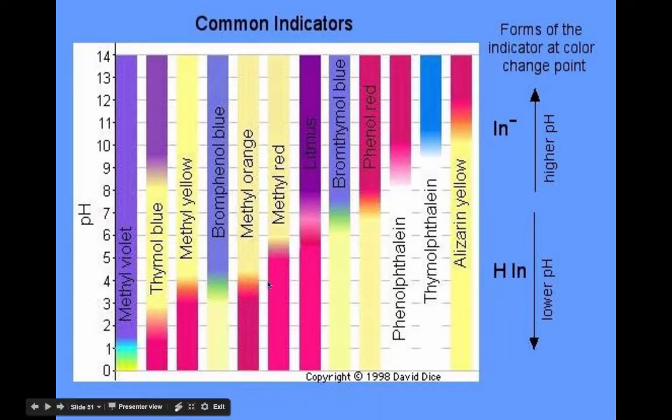So here are some different indicators that are common in chemistry. You can see that they're based on pH. If I was trying to find an acid that was between 0 and 1, I would want to use methyl violet. If I was trying to find an acid or a base that was between 2 and 8 pH, I would use thymol blue, and so on. So it really is based upon the pH that you're looking for.